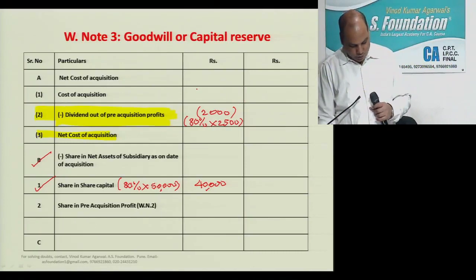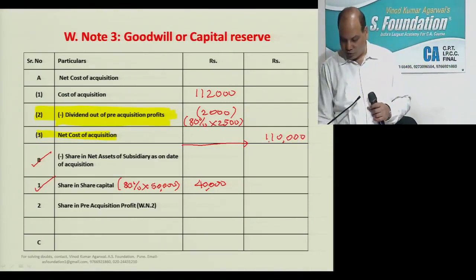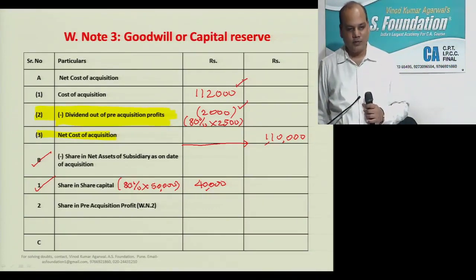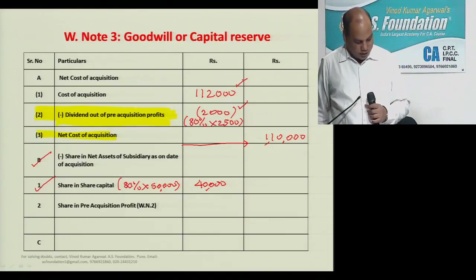A1, 1,12,000, now in the first column. Net cost of acquisition in the outer column, 1,10,000, because you will deduct 2,000 from 1,12,000. Is it understandable? Say yes. Yes. Continue. Why are you sitting idle?